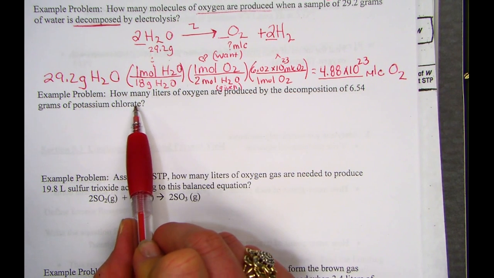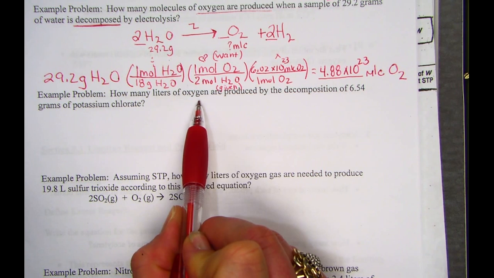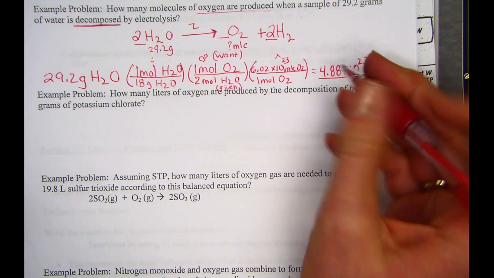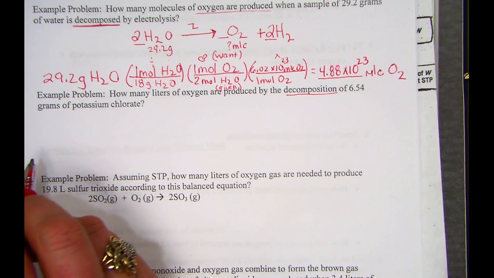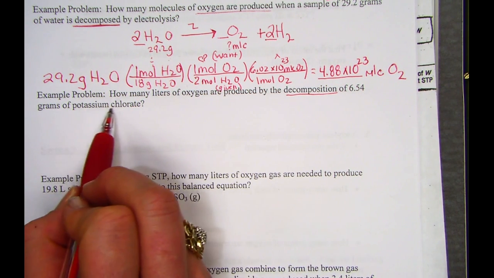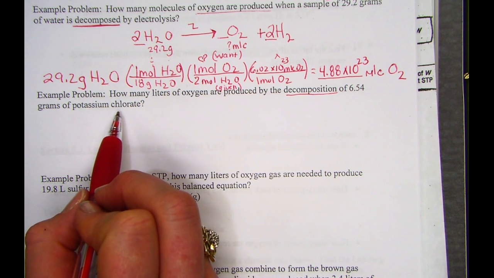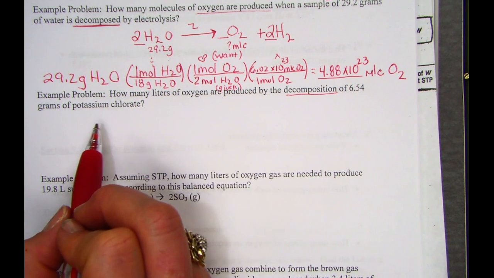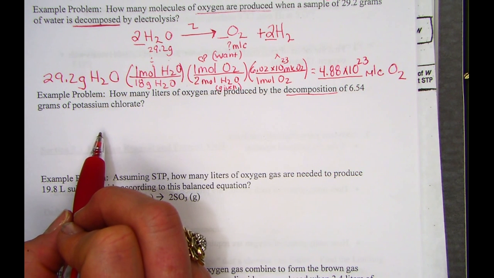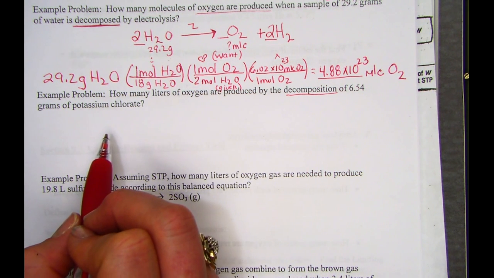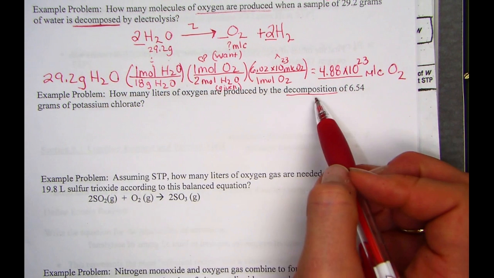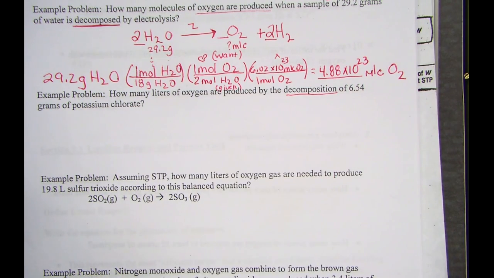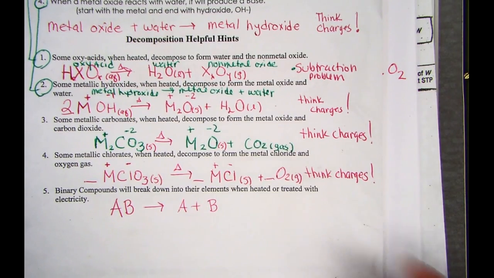Example problem. How many liters of oxygen are produced by the decomposition, pattern of change there, decomposition, of 6.54 grams of potassium chlorate? Again, reading it through for the first time, I tend to just ignore the numbers, and I'm trying to pull out the recipe. I don't stand a chance of getting the stoichiometry problem right if I have an incorrect equation. I've got a decomposition pattern of potassium chlorate. I wouldn't think of predicting without pulling out our decomposition helpful hint page.